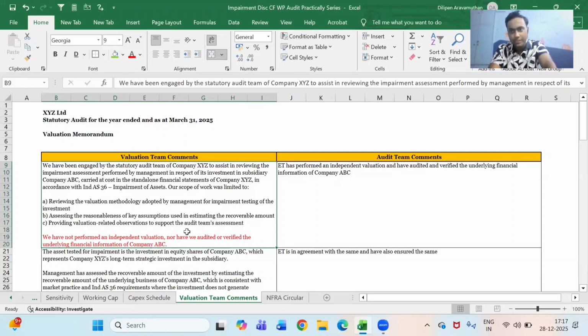Because tomorrow, if a regulator comes up and picks the file and asks a question on where the audit procedure has been performed, and if we don't offer an answer to it, it's going to lead to serious repercussions. Because we need to have comfort over the numbers ultimately as statutory auditors, because we are going to be signing that audit report, not anyone else, right?